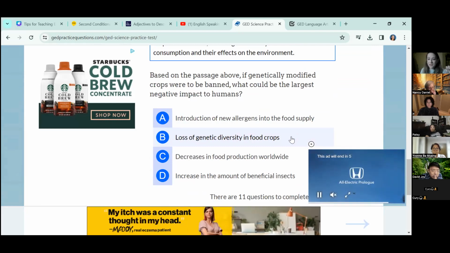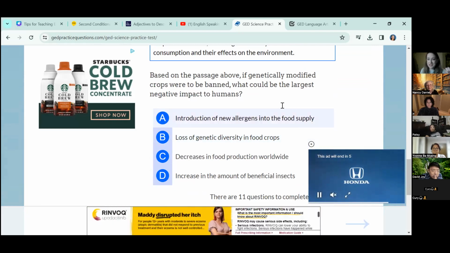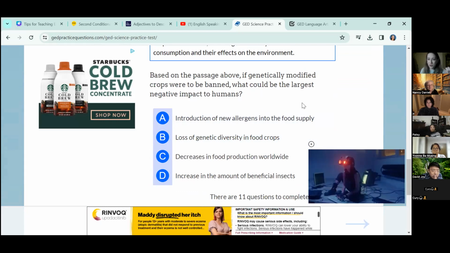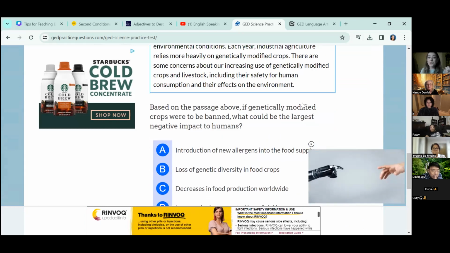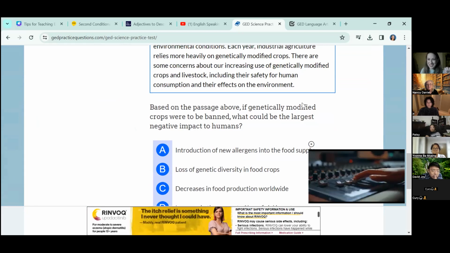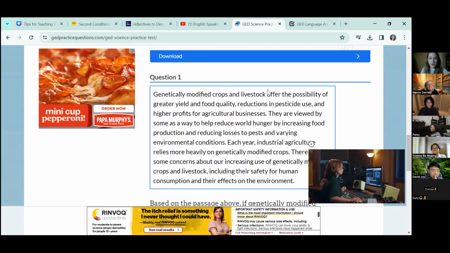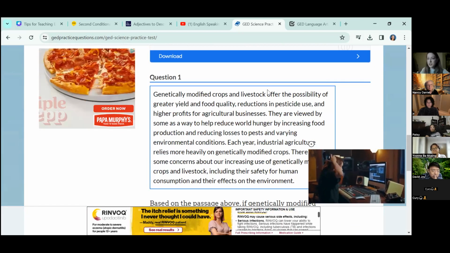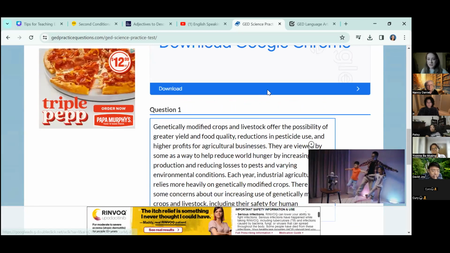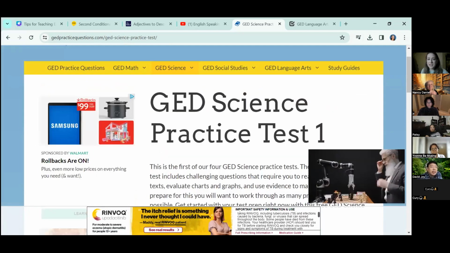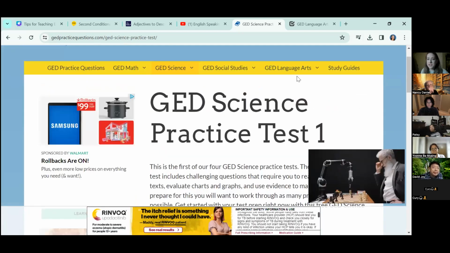Yikes, right? If you're an English language learner, this could be a really challenging thing to work through. Even if you speak English, this could be a really challenging thing to work through, right? So when your students are ready for it, there are a ton of GED prep activities out there. There are a lot of practice tests. You can find them in every single subject.